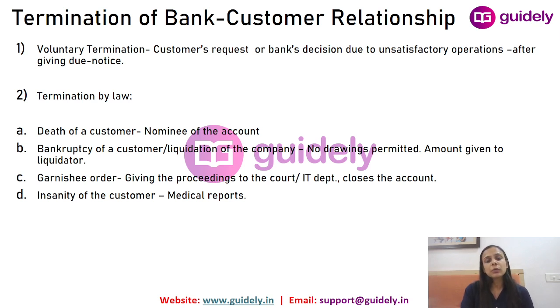Second, bankruptcy of a customer or liquidation of the company. Suppose it comes to the bank notice that a customer has gone bankrupt or a company is being liquidated. Of course, these are very, very long procedures and require a lot of protocols to be followed. However, in short, we can say that once the bank becomes aware about this, it immediately stops the drawings in the account. It keeps the credit balance with itself. After giving all the amount of credit balance to the liquidator and whatever the amount they are asking for, the bank credits it into the liquidator's account and then closes the account.